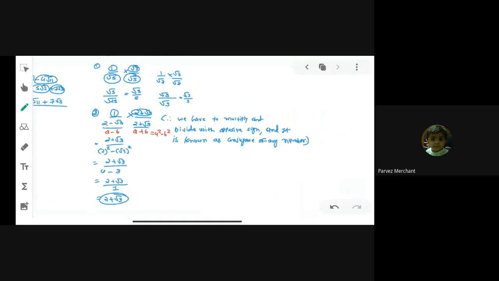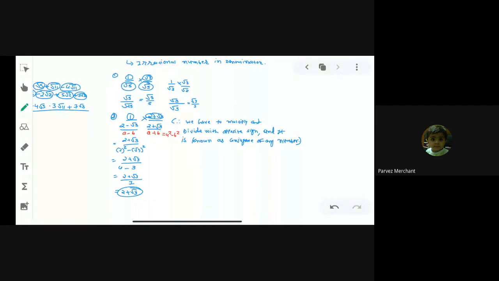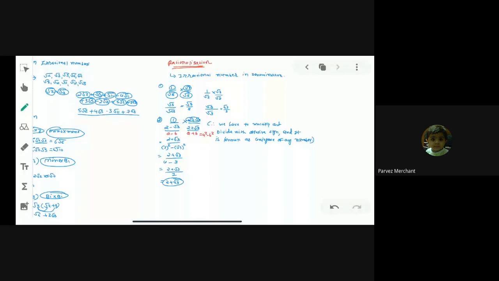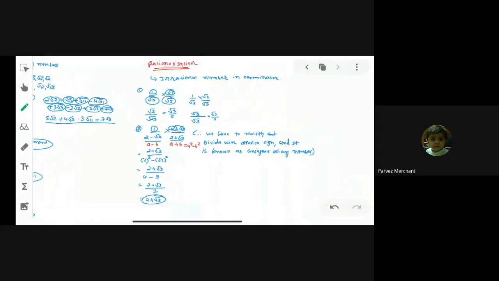Now write down these two examples of rationalization first. And then we will do some more examples of rationalization.